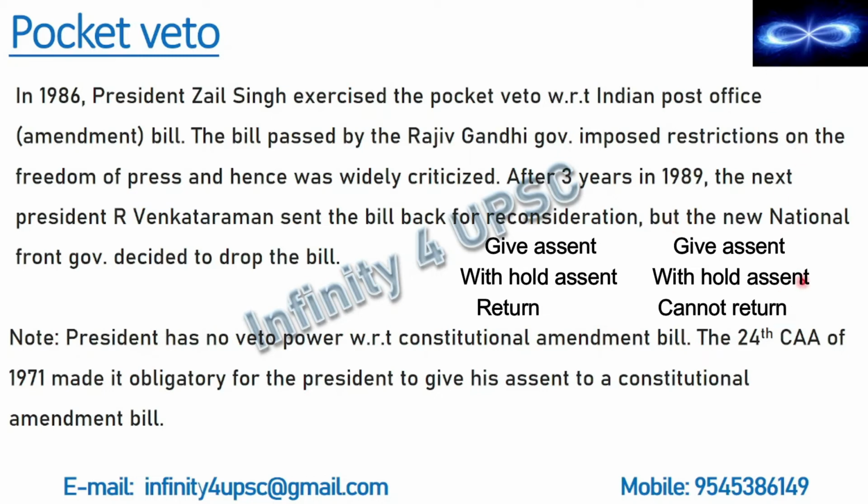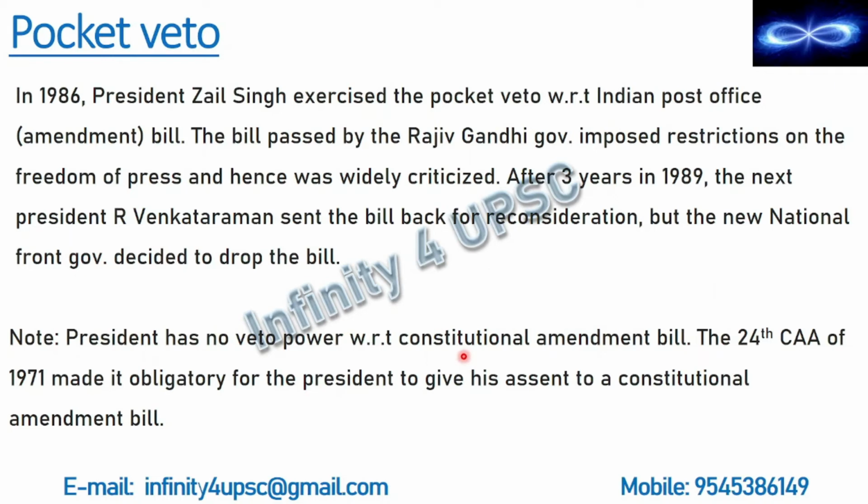In case of money bill, we saw that he can either give his assent, withhold his assent but cannot return the bill. Now when we are seeing the constitutional amendment bill, here we get to know that the President has no other option but to give his assent. That is, he cannot withhold his assent, he cannot return the bill. He will have to give the assent. And this was made mandatory by the 24th Constitutional Amendment Act of 1971. That is, originally it was not so, but it was made obligatory by a Constitutional Amendment Act in 1971. Take a note of this fact, very important statement.